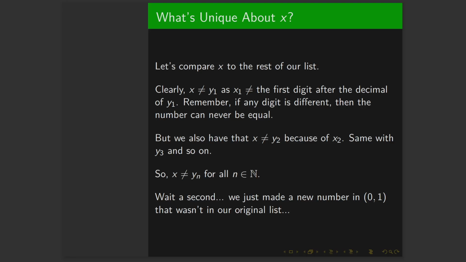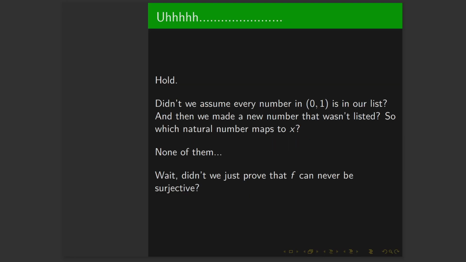But then we just made a new number that wasn't in our list. Wait, but we assumed that everything in the interval 0, 1 is in our list. But then we created a new number that wasn't listed. Our function sends f(n) to y_n, but x is never equal to y_n, so it's never mapped to. Oh wait, didn't we just prove that f can never be surjective? Think about it. We just showed that no matter how you list the numbers, because we just assumed any arbitrary listing, it doesn't really matter. We just came up with an example. No matter how you list it, you can just find another x that doesn't exist. f can never be surjective.